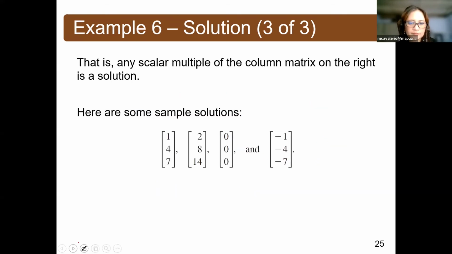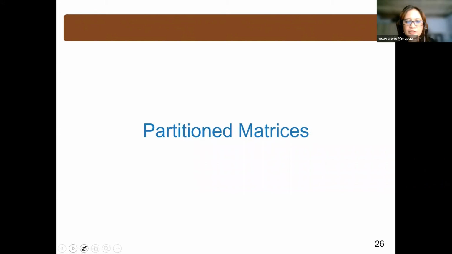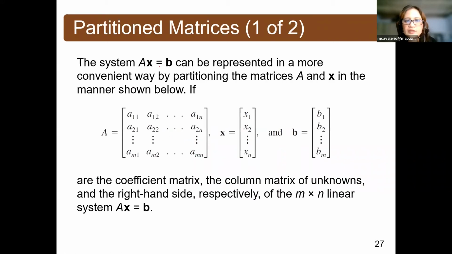Okay? Now, what are partition matrices? The system AX equals B can be represented in a more convenient way by partitioning the matrices A and X in the manner shown below. So first, we will have A, which is the coefficient matrix, and we will have X, which is our solution vector, and we will have B to be our constants. It's a matrix that consists of all the constant terms in the system of equations.